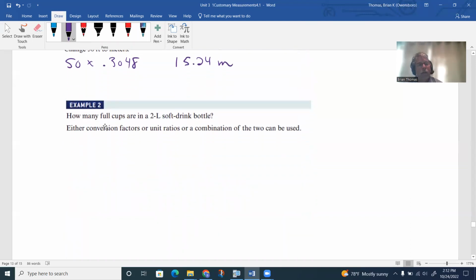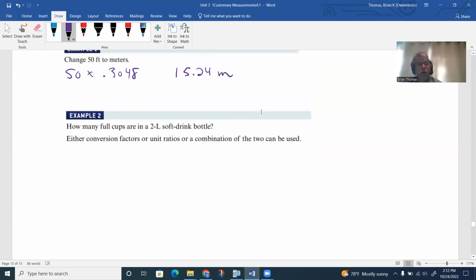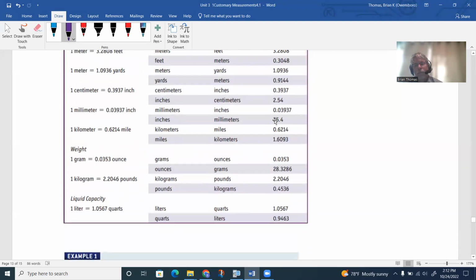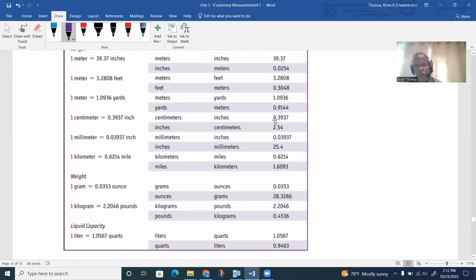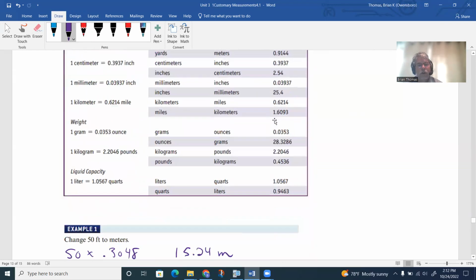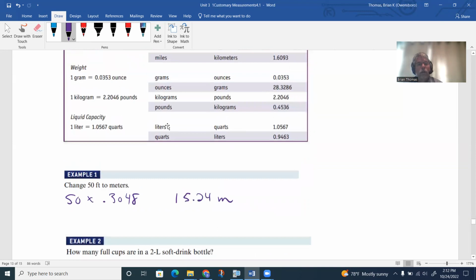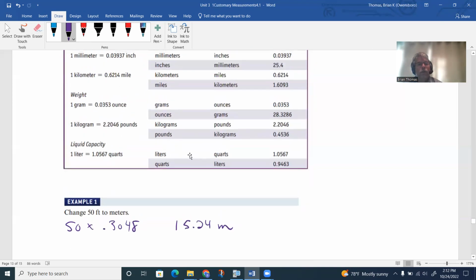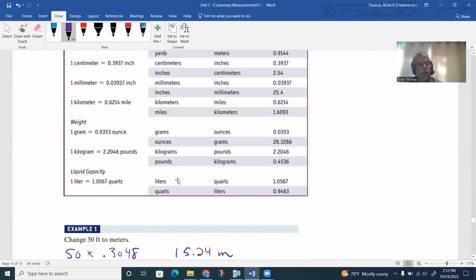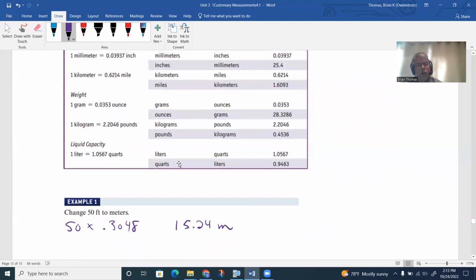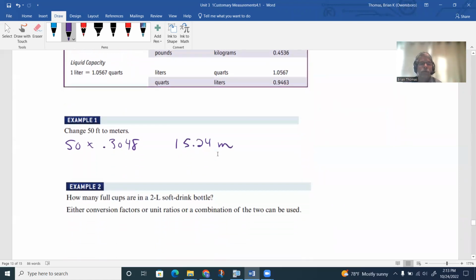Another thing we have: how many full cups are in a 2-liter soft drink bottle? Remember, a cup was 8 fluid ounces as well. So we're trying to convert liters to cups, and we're looking for cups. We have liters to quarts, and that's all we have. So all we're allowed to do here is convert liters to quarts to start with, and then we'll take it from there.